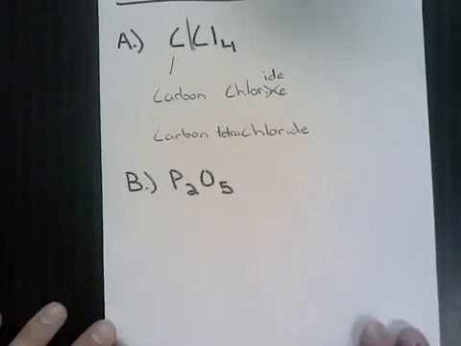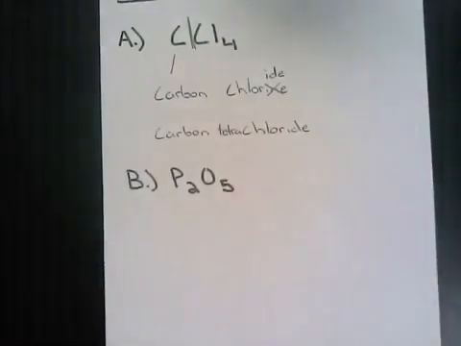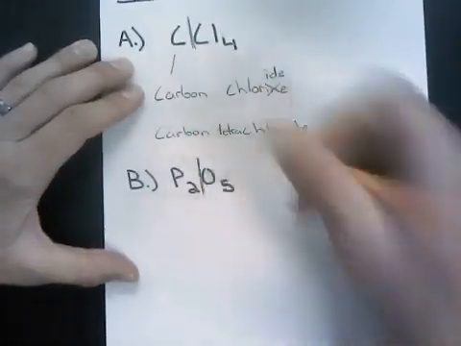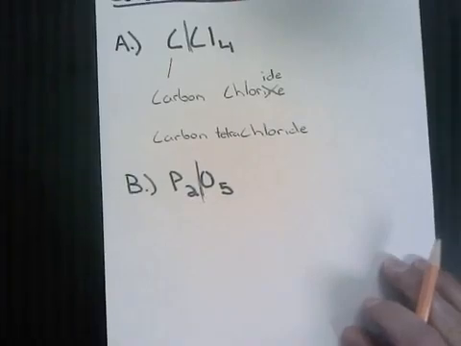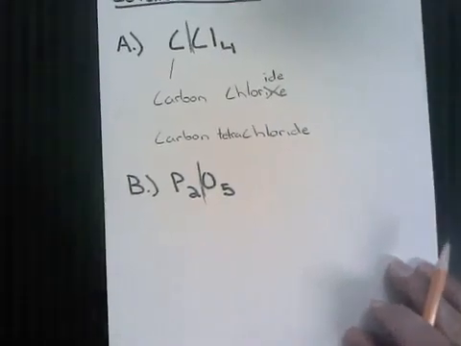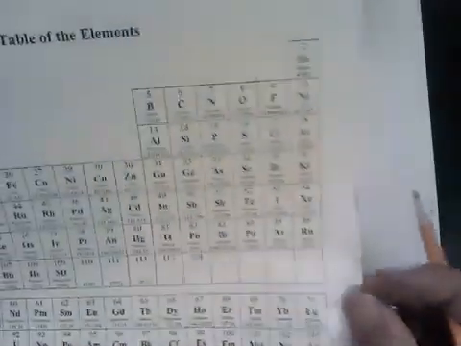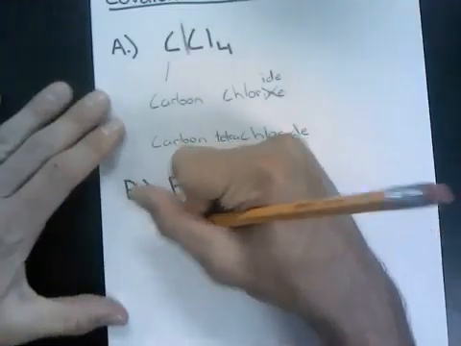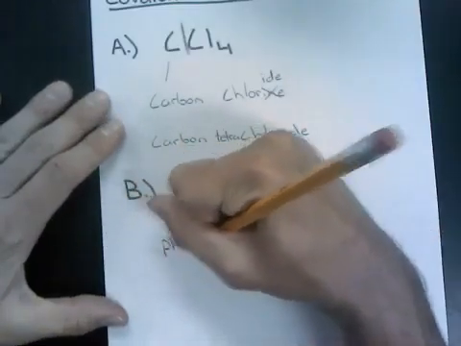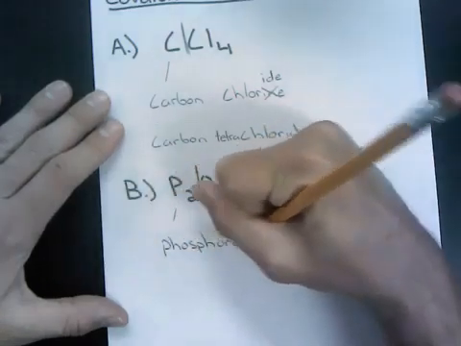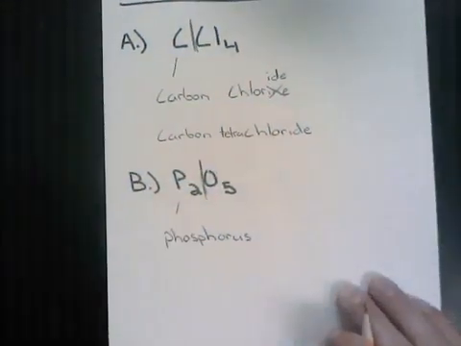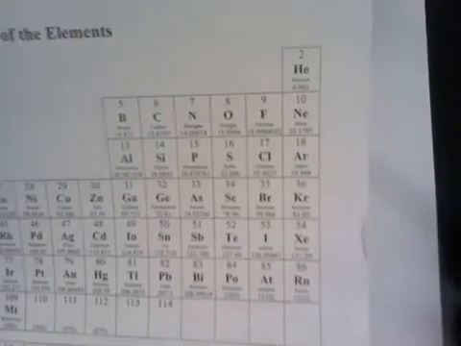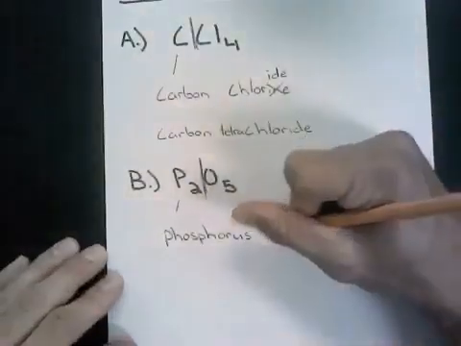Now we move down to another example, P2O5. Again, the first thing that we need to do is split the two elements that are involved in this particular compound. And we look on our periodic table and we find our P stands for phosphorus. Now because it's the first element listed, all we need to do is write down the name of that element and no modification is needed. The second element, O, if you look on the periodic table, the element name is oxygen, so we write down oxygen.